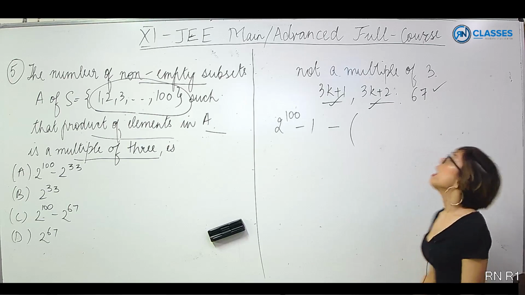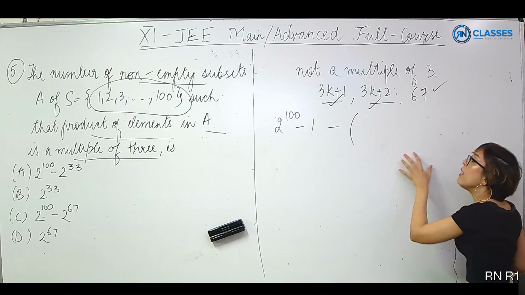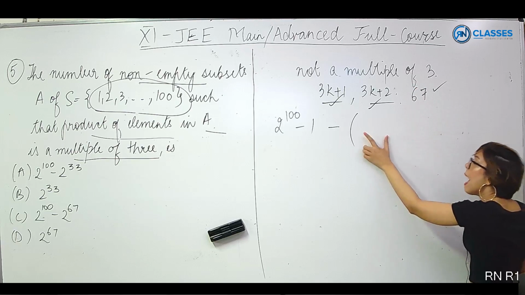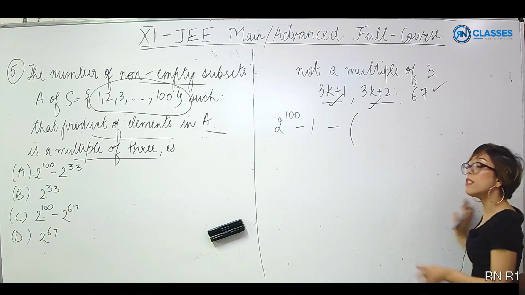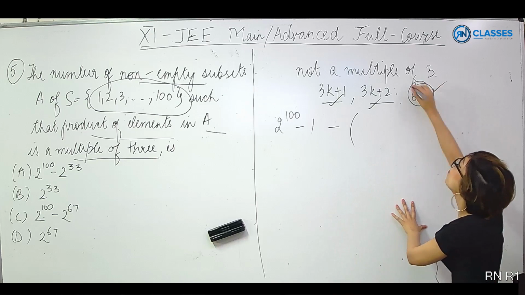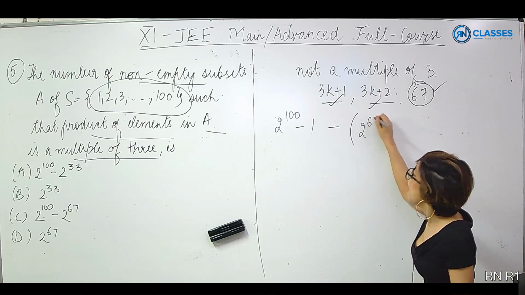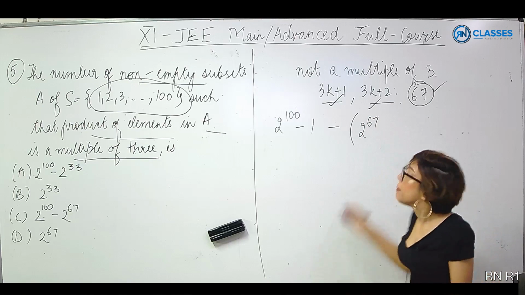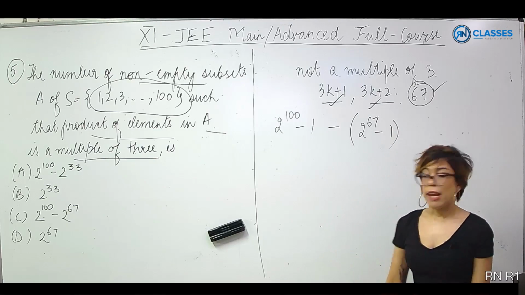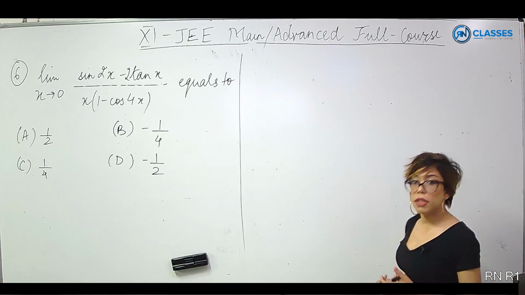Now, if I choose 1, 2, 3, or all of them, in fact any number from them, I have made sure that the product of elements is not a multiple of 3. So, how many subsets can I form out of these 67 elements? 2 raised to 67. But mind it, it has to be non-empty, so minus 1. That is why option C is the correct one. On to the next one.